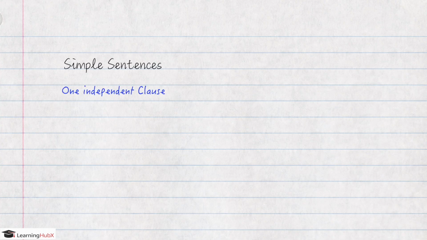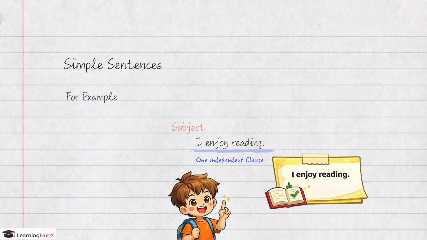A simple sentence has one independent clause. That means it has one subject, one verb, and it can stand on its own. For example, I enjoy reading. I is the subject. Enjoy is the verb.